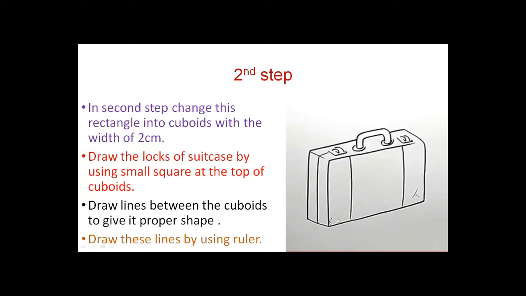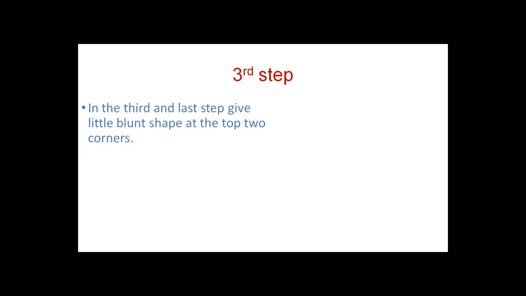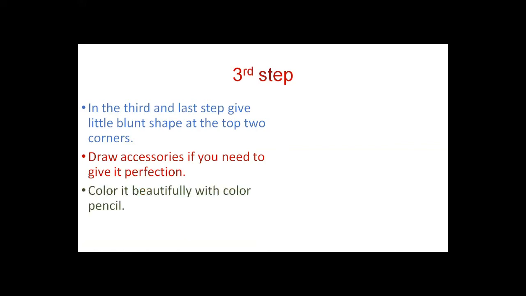Okay, and also draw a, now we will move towards the third step. In first you draw the first step, then you will move towards all the steps of the second step, then you draw a third step. In third and last step, give little blunt shape at the top two corners. Draw accessories if you need to give it perfection, and color it beautifully with color pencil.